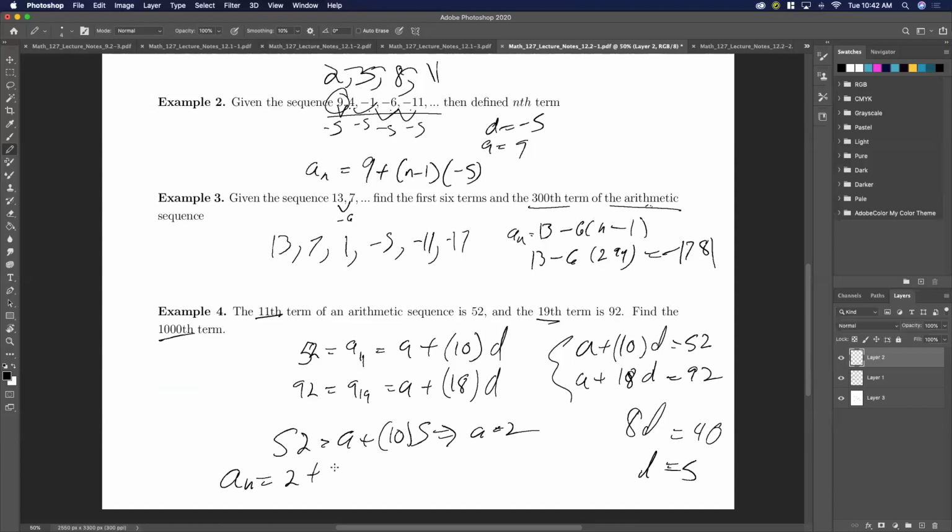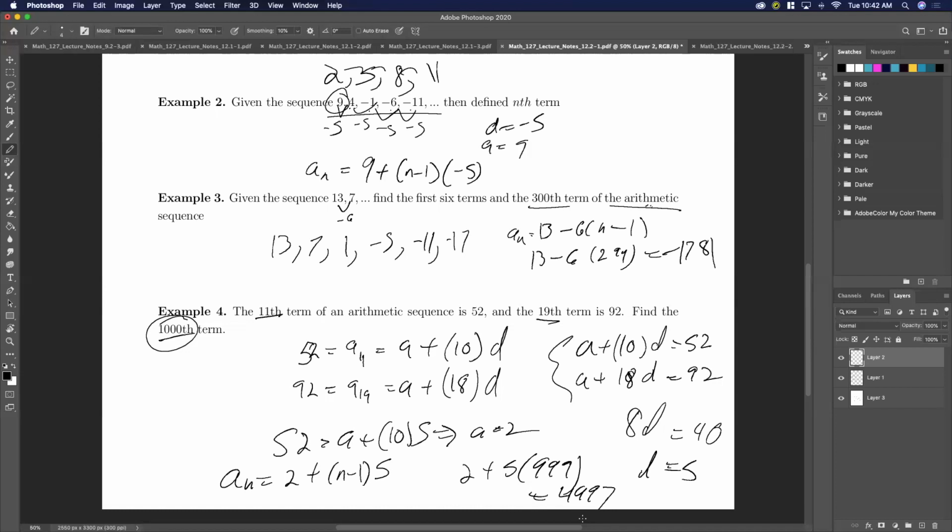So it's 2 plus (n minus 1) of 5. So that's my general formula. What am I asking you to find? The 1,000th term. So it'd be 2 plus 5 times 999. So 5 times 999 would be 4990. No, 4995. 4995 plus 2 would be 4997.